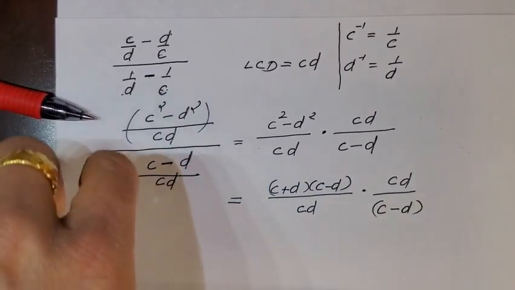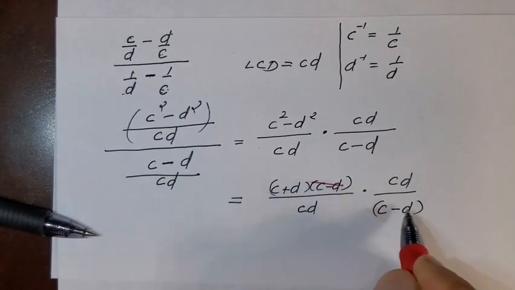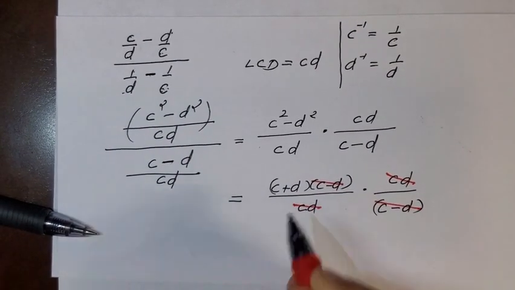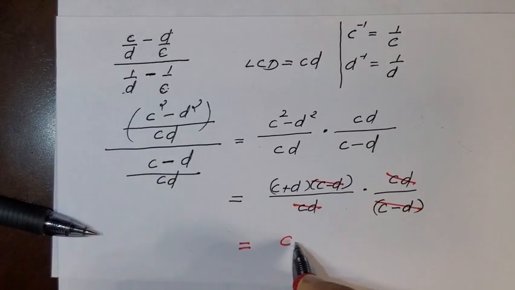Now it is time to cross out the common factors. C minus d crossed out, cd crossed out, and the answer is c plus d.